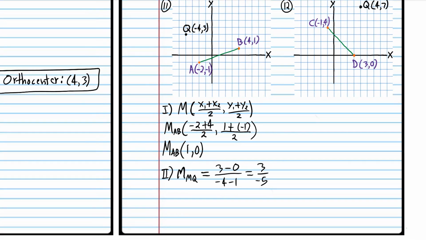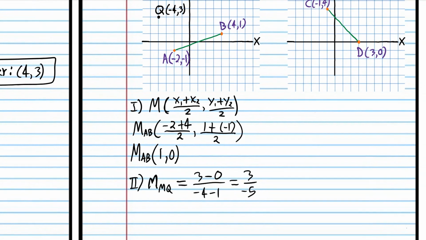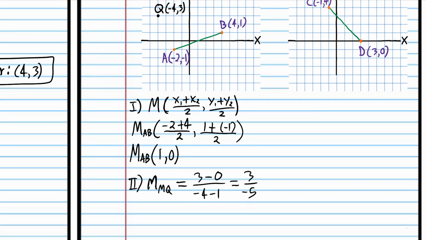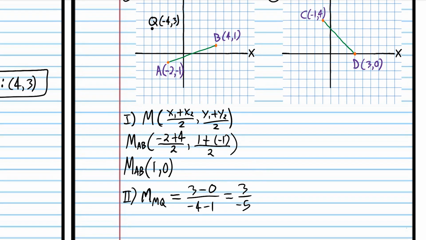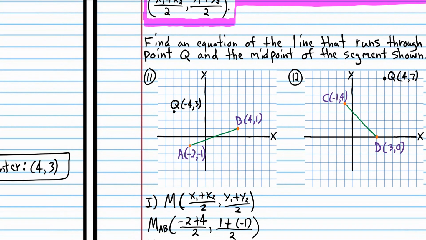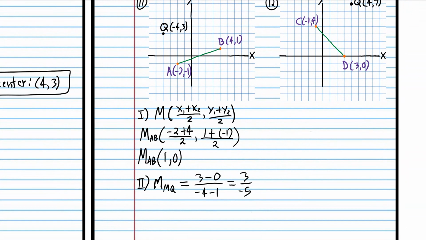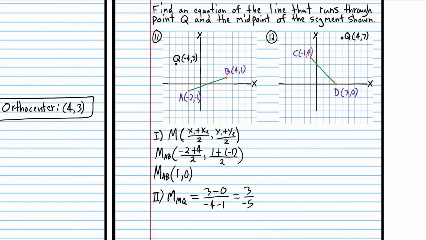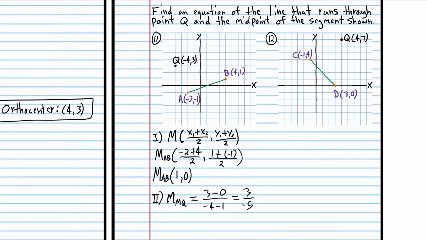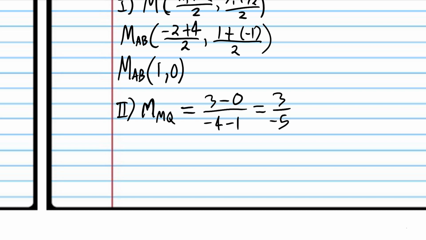Now, please be aware that we're not finding perpendicular lines, so we're not going to flip this anymore. All we're doing is finding the equation of the line that goes through those 2 points. We're not finding the equation of the line that's perpendicular to this segment. So we're not going to be flipping anything and changing the sign or any of that. So anyway, now we have a point on the line and the slope of the line. So now we can write the point-slope form.